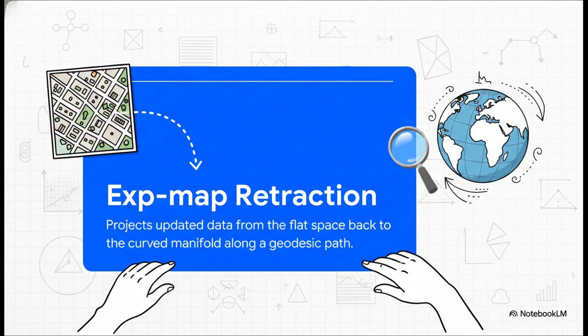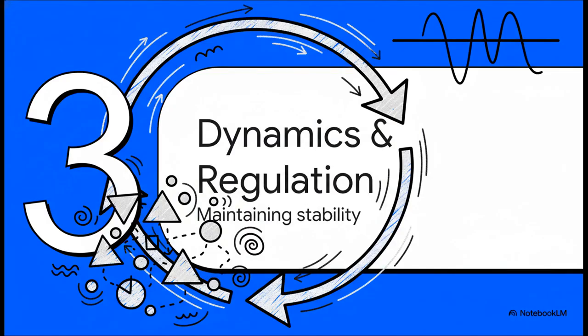So the system projects that update back onto the curved surface along a geodesic, which is just the fancy term for the shortest, most natural path on a curve. This makes sure the update snaps back into place perfectly without breaking the overall geometric structure. It's like taking our flat city map and carefully folding it right back onto the globe where it belongs. So that's the whole 3-step dance.